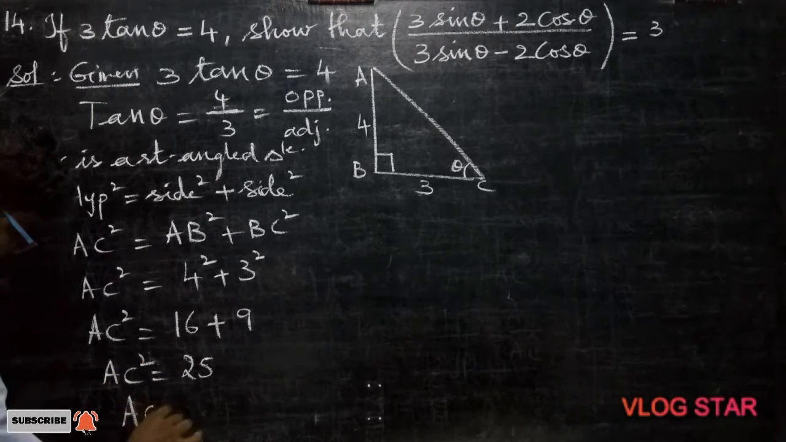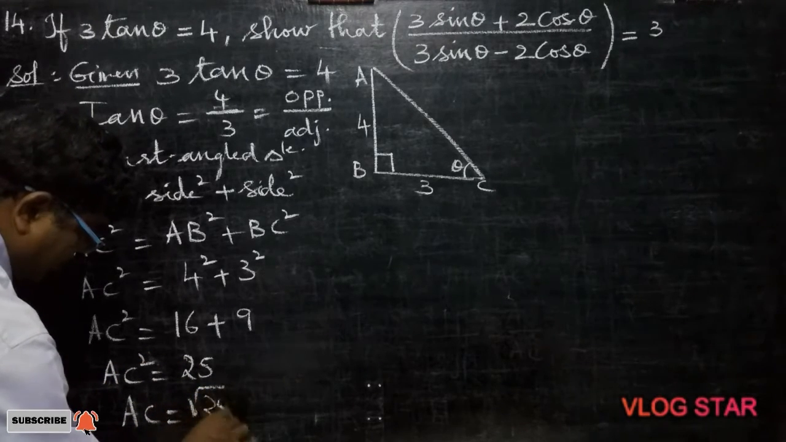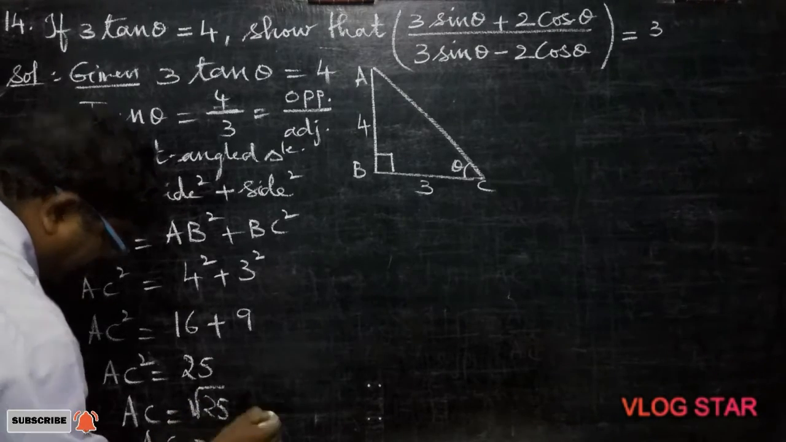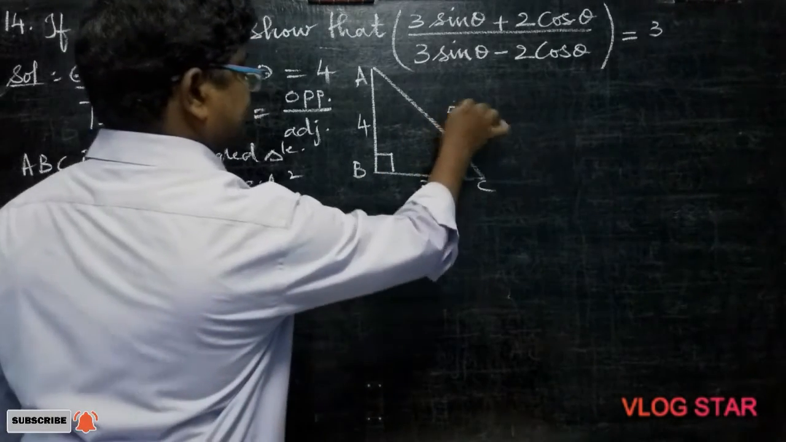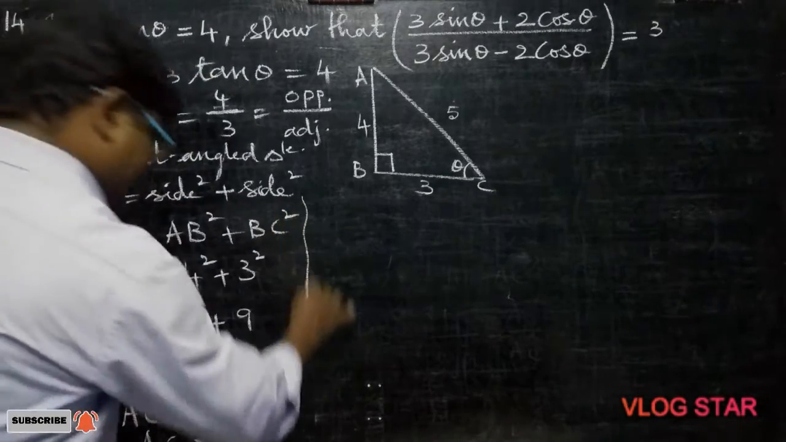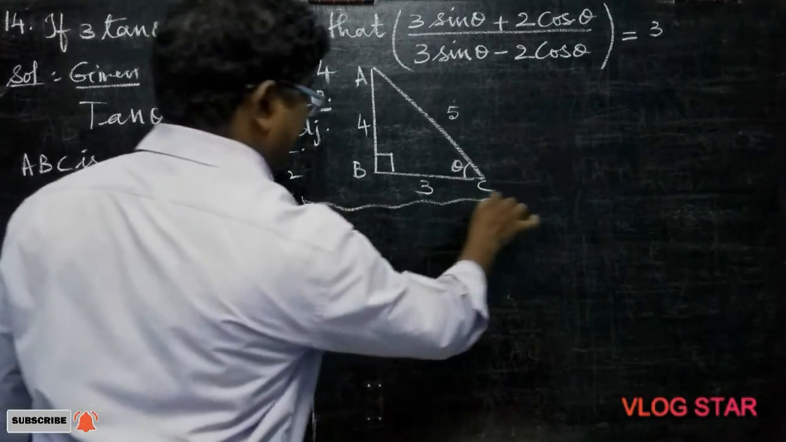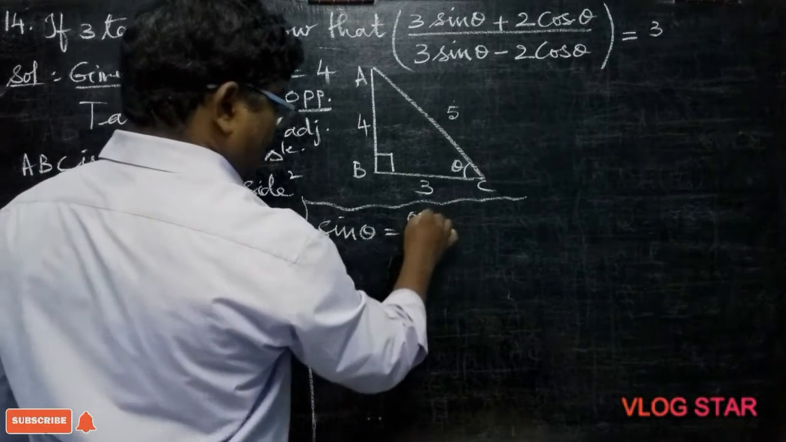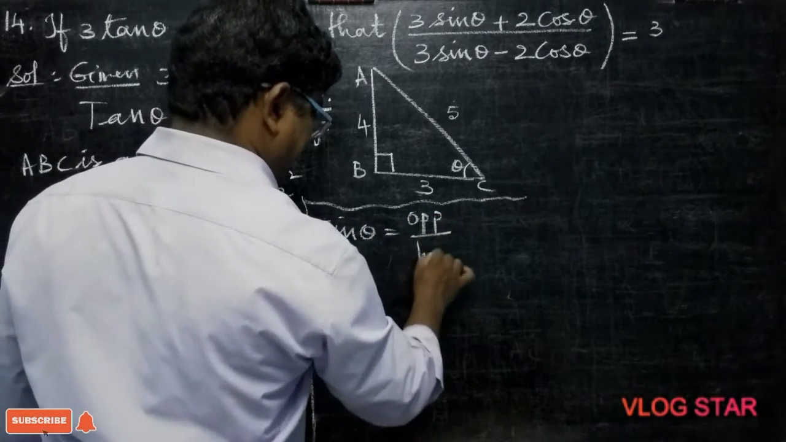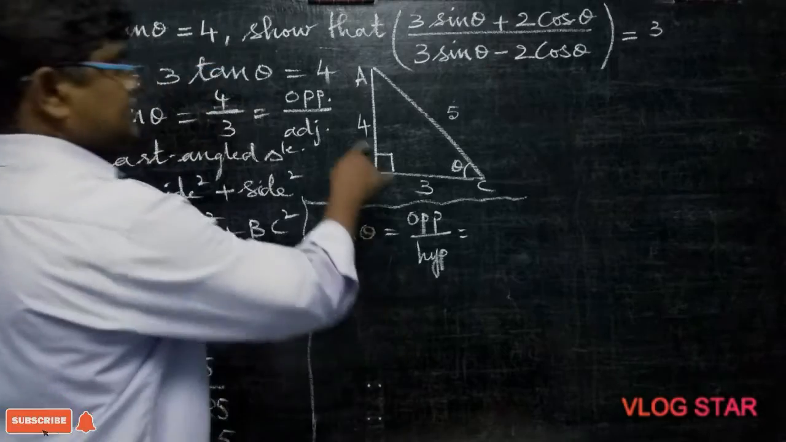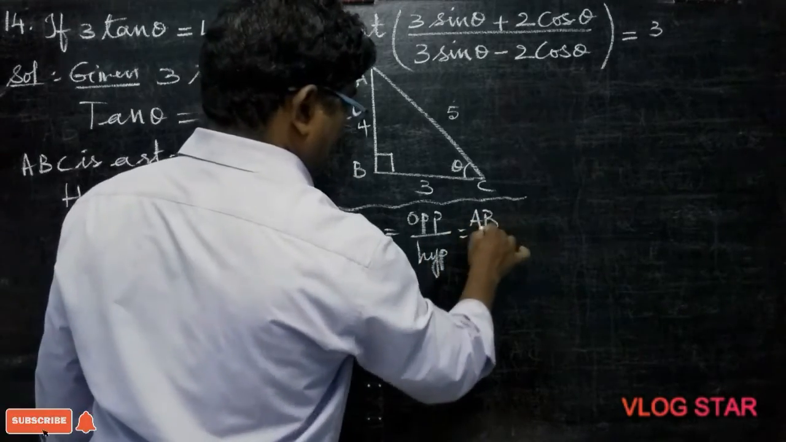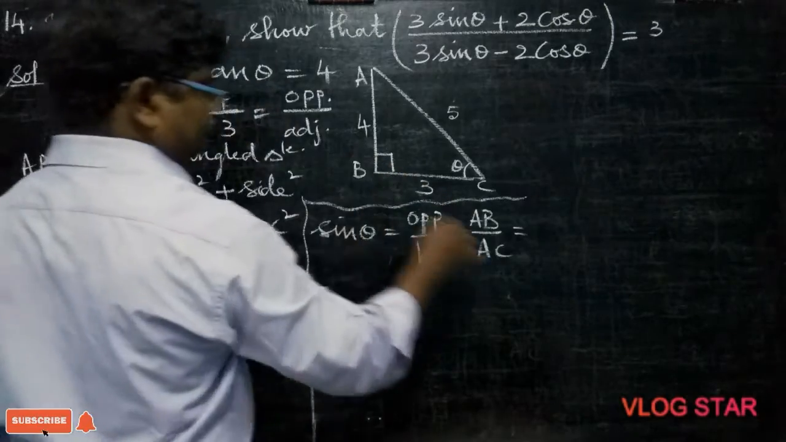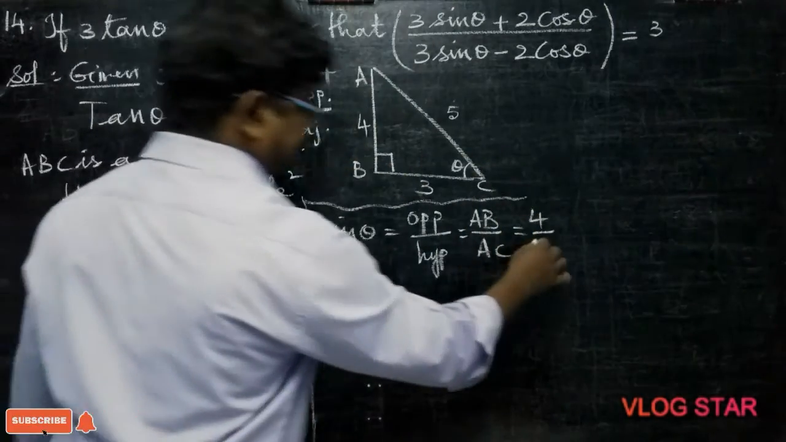So AC is equal to square root of 25. What is the square root of 25? 5. So AC we got as 5. Write that 5 here. Now what is needed in the problem? Sin theta and cos theta. So sin theta is equal to opposite side to theta by hypotenuse. What is opposite side? AB. What is hypotenuse? AC. AB how much? 4. And AC how much? 5.